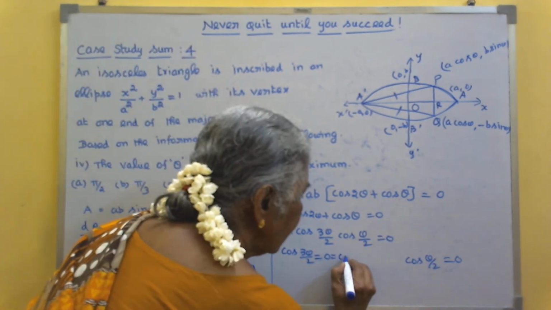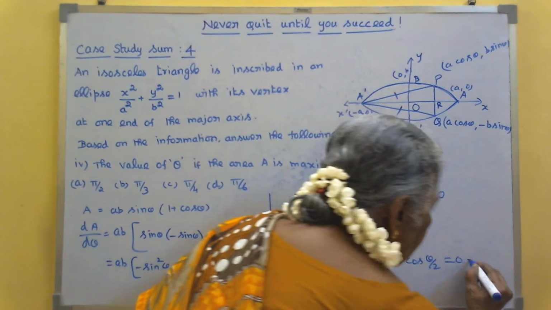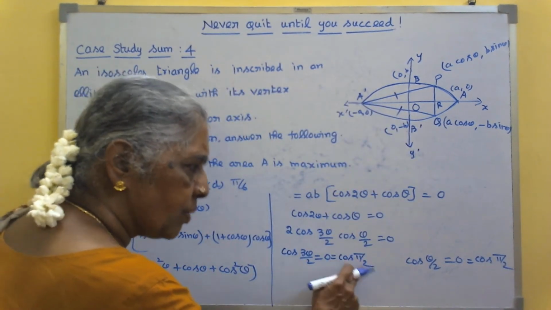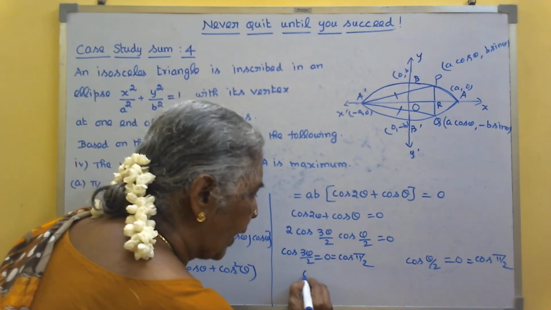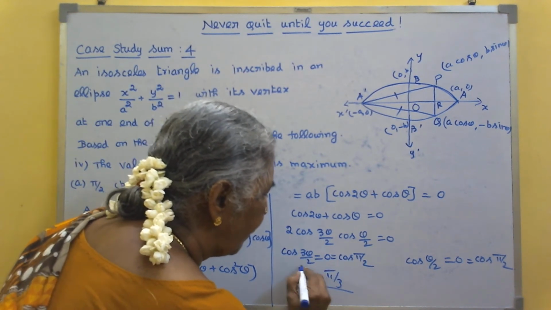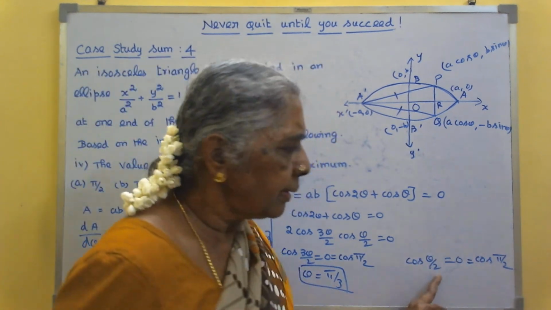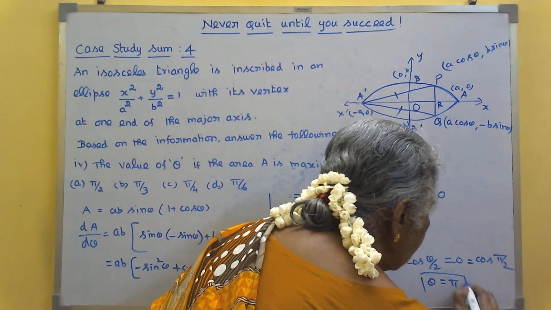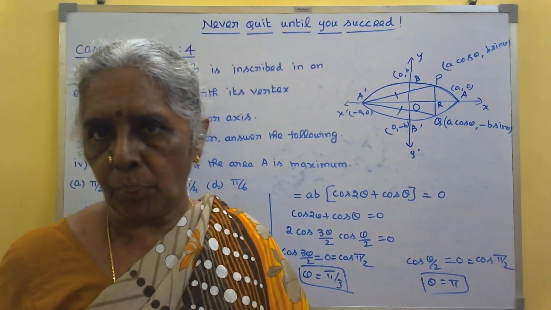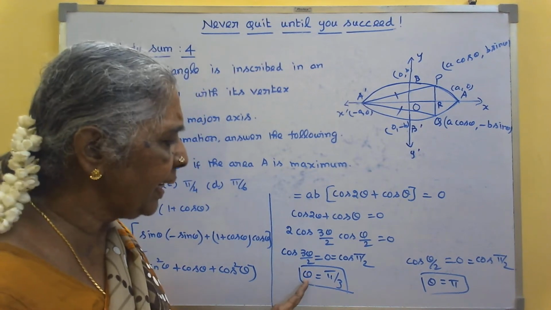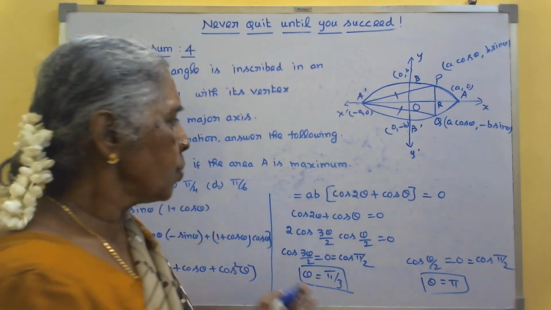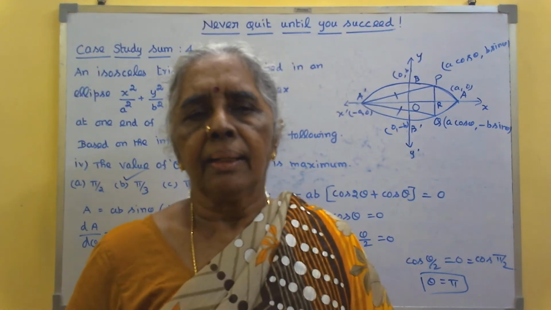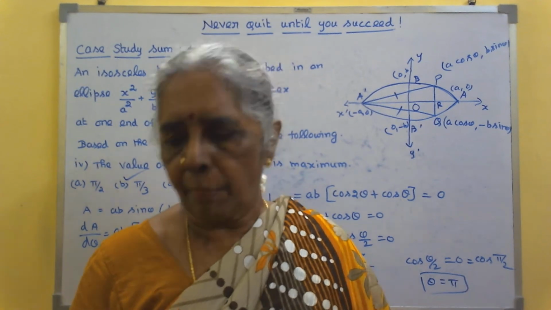So, let us equate, this is equal to cos pi by 2, this is also cos pi by 2. Here you get 3 theta by 2 is equal to pi by 2. So, 3 theta is pi. So, theta is equal to pi by 3. Here you get theta by 2 is equal to pi by 2. So, your theta is equal to pi. But theta cannot be equal to pi, you know. So this is the only possibility. Theta is equal to pi by 3. So now let us check the options. So option B, that is the correct option for this subdivision.